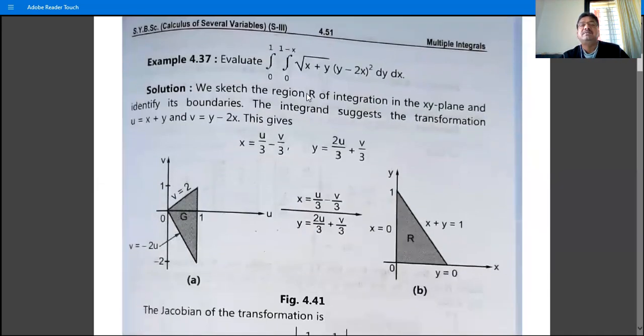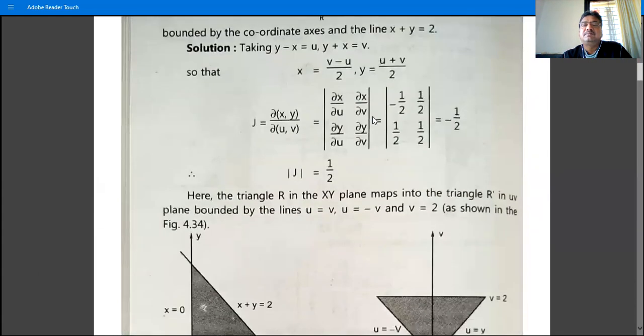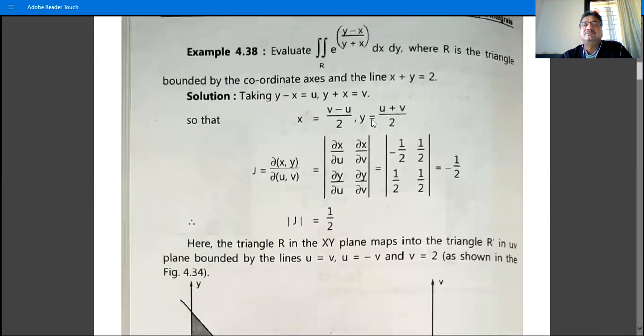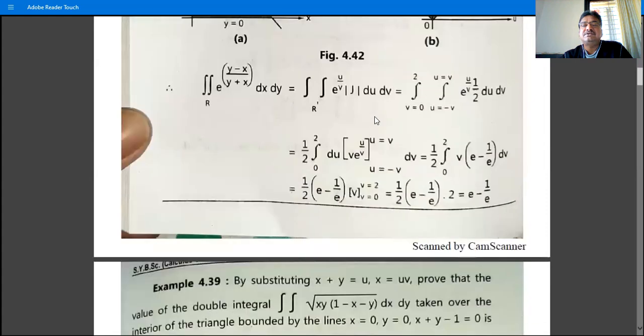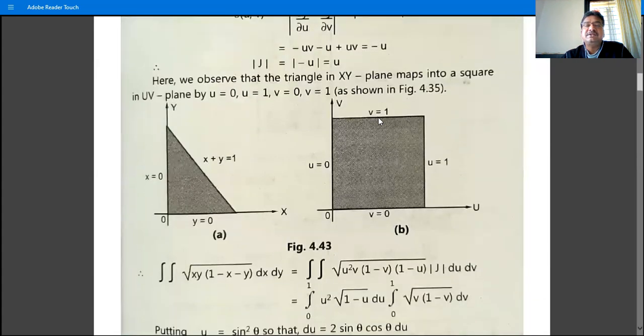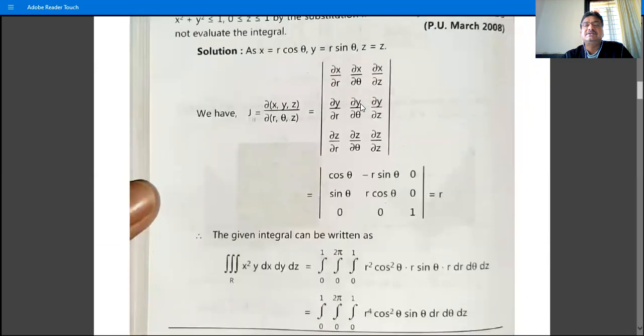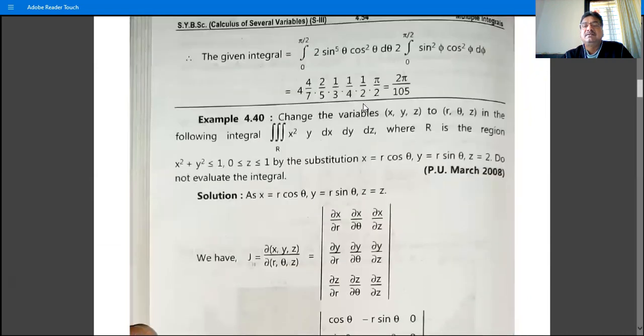Another problem is to evaluate the integration from 0 to 1, 0 to 1 minus x, root of (x plus y minus 2x) whole square dy dx by changing the variable. So these are the problems of change of variable. Sometimes the change of variables, the substitution, is given, but if the substitution is not given, then we have to find the substitution. Here the substitution is given.